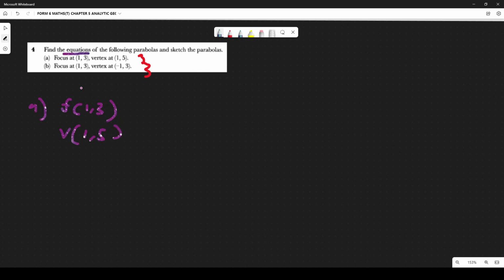So what can we do with this information? First, remember the vertex is here. Let's draw an imaginary line here. Look here: you'll notice that the x coordinate is the same, x equals 1 for both. So it's most likely opening upward. Either opening up or downward, not side to side.